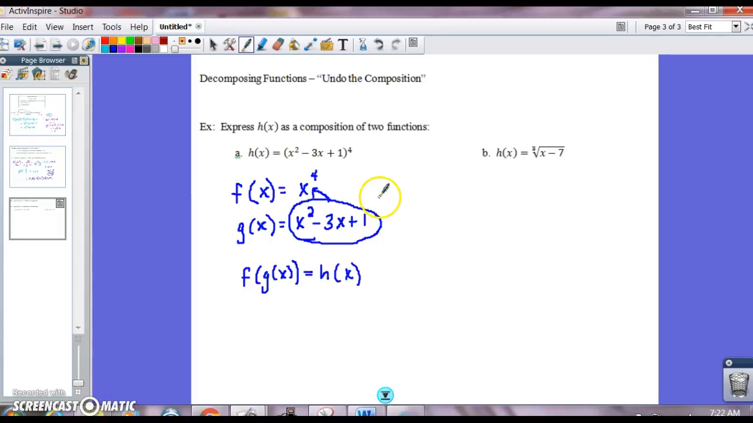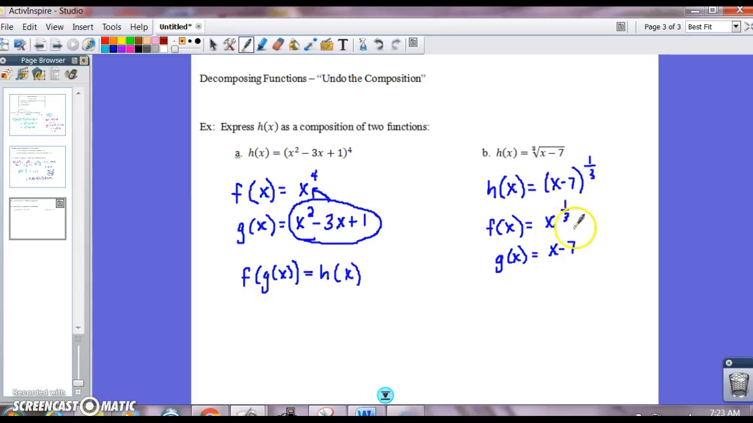And when I'm doing these, it should be relatively obvious. I'm not going to give you something that's too hard to figure out that you're not going to be able to visually see it. Okay, if you look at part B here, I've got the cube root of x minus 7. You can think of that as x minus 7 to the 1/3 power, and then it looks very similar to part A. And so from there you could say, okay, well, if f of x is x to the 1/3, then g of x is just going to be x minus 7.